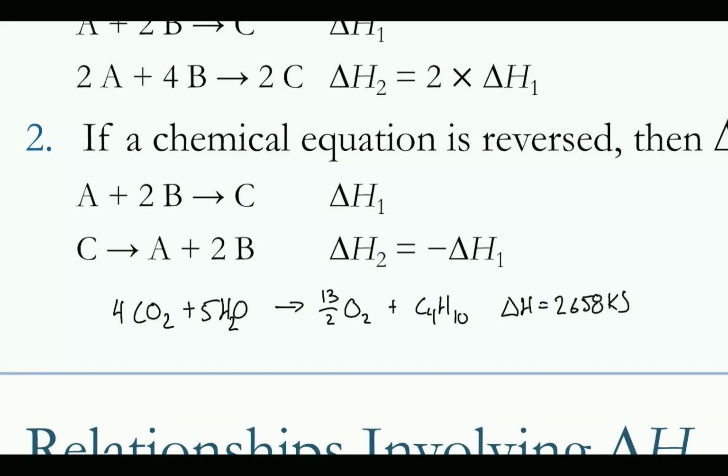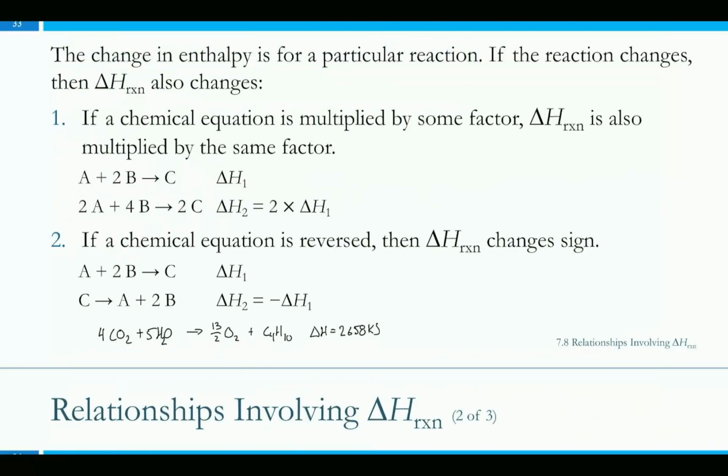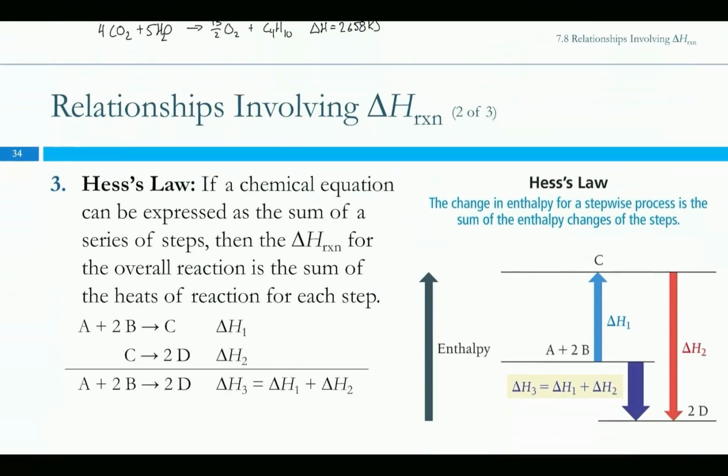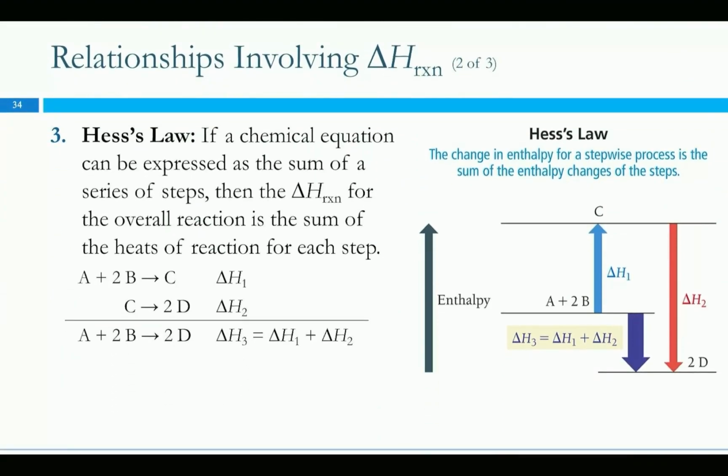These are manipulations that we're going to use to calculate a theoretical delta H of different reactions, which is related to what you did in lab this week. Hess's law basically says we can calculate a delta H of a different reaction if I know the delta H for 2 separate reactions. I can add those together.